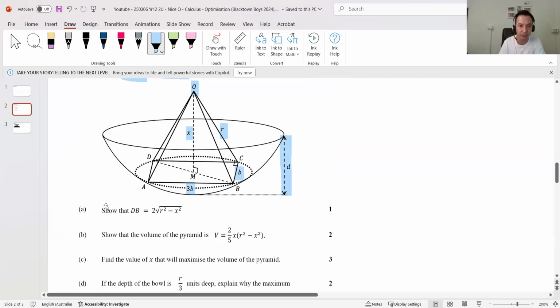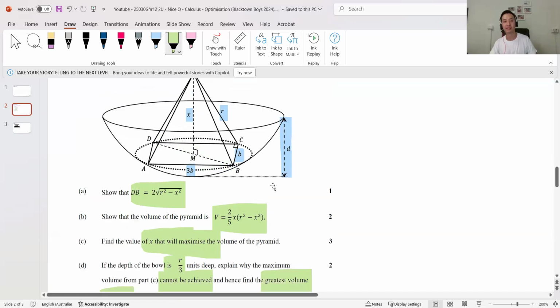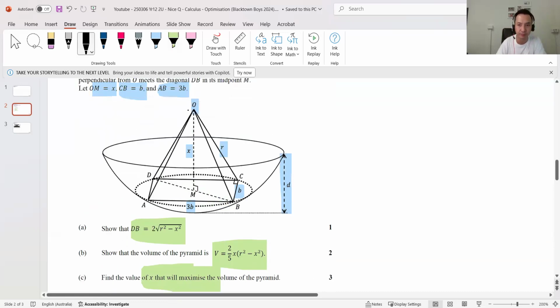So part A, show that DB, the diagonal, equals something. Part B, show that the volume is something. That's probably the equation that I then differentiate to maximize. Part C, find the value of X that maximizes the volume. And then part D: if the depth of the bowl is D, explain why the maximum volume cannot be achieved, and then find the greatest volume. Okay, cool. All right, let's dive right in, guys.